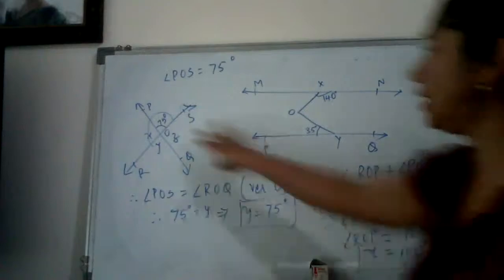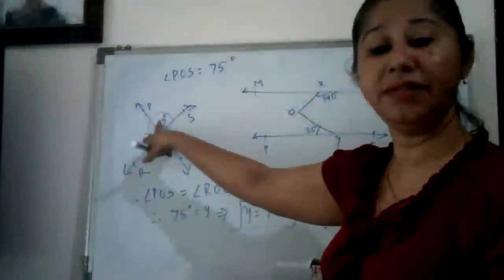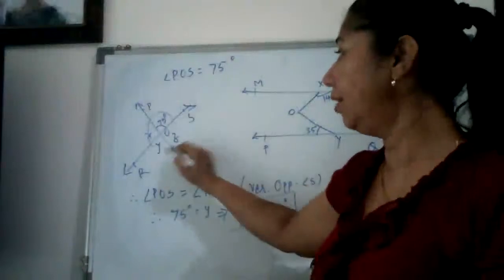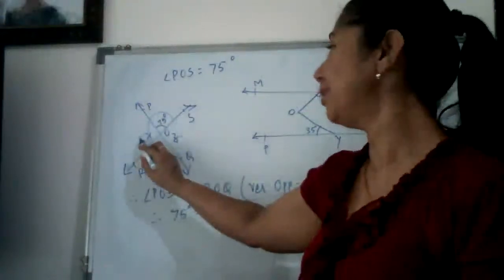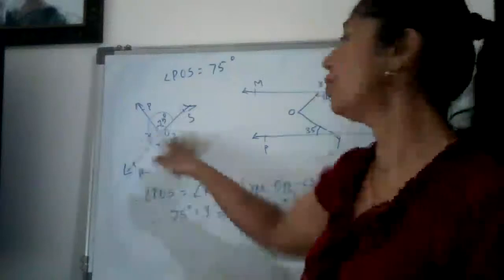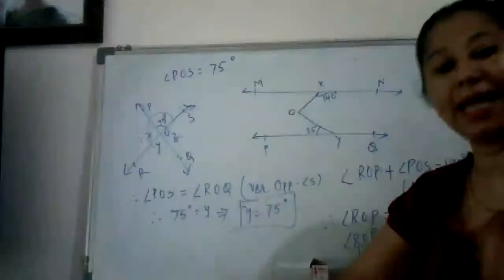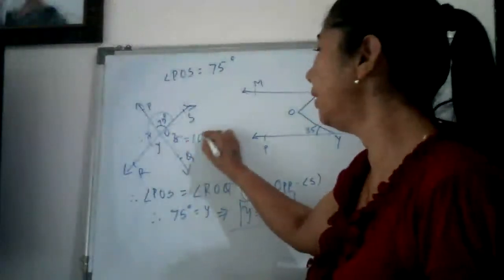Now we are left with Z. You can take help of Y, you can take help of X, you can take up to 75 degrees anywhere. Either linear pair or the easiest, vertically opposite. X is equal to Z. Just now what we did, X is equal to Z, vertically opposite angles, and vertically opposite angles are equal. So our Z is also 105.